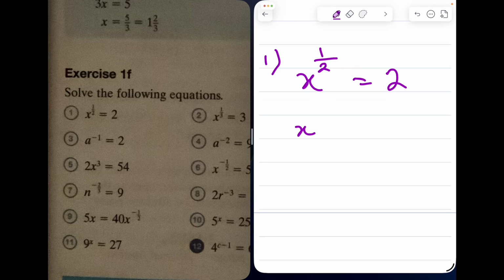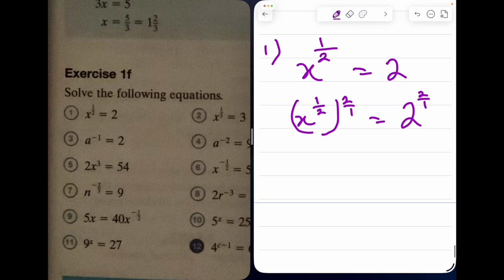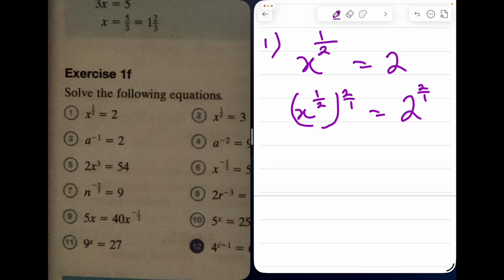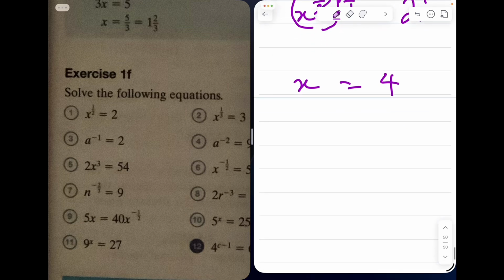So this simply means x raised to power 1 over 2, raised to power 2 over 1, and the right hand side will also be 2 raised to power 2 over 1. This simply means x raised to power 1 over 2 times 2 over 1. On the left hand side, I'm going to have x equals, and on the right hand side, 2 raised to power 2 over 1 is simply the same as 2 raised to power 2, which is 4.